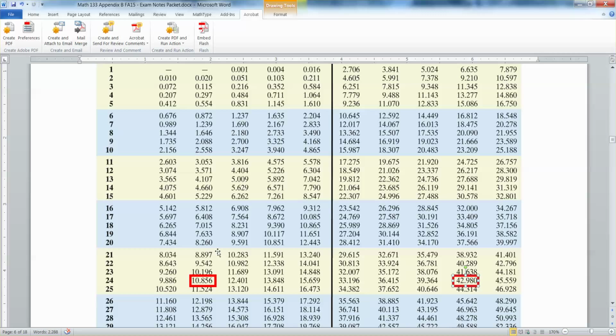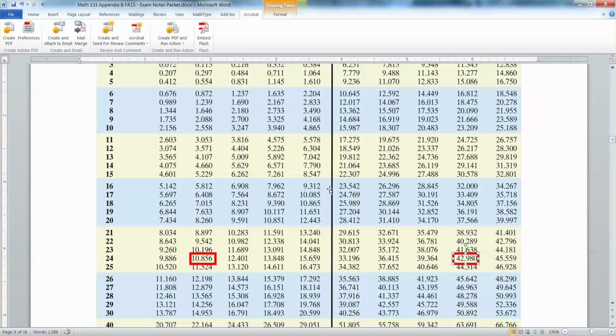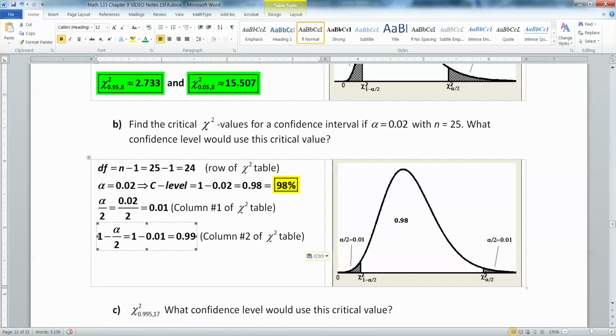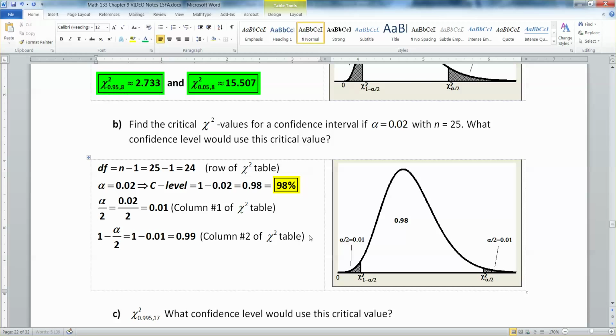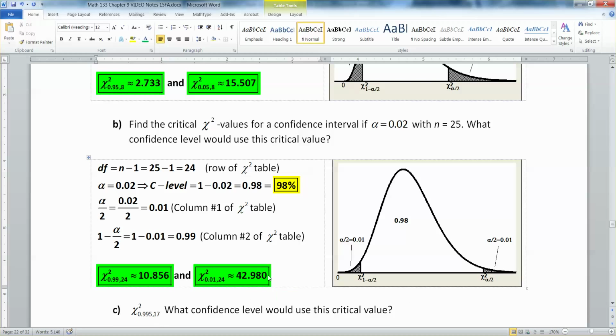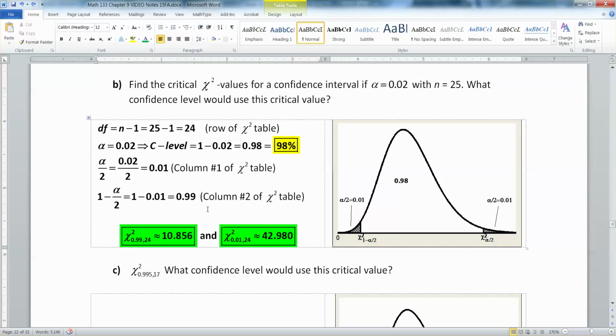And remember, you don't want to actually draw on your table, but you want to use your fingers and get to the same places I'm getting to with those little red boxes. All right, so that means that our chi-square values are 10.856 and 42.980. And there we have them. And notice the notation I'm using here. The 0.01, that was the one we got from the 0.01 column. That's the one on the right, which makes sense because 42 is to the right on the number line of 10.856, which is the one on the left.